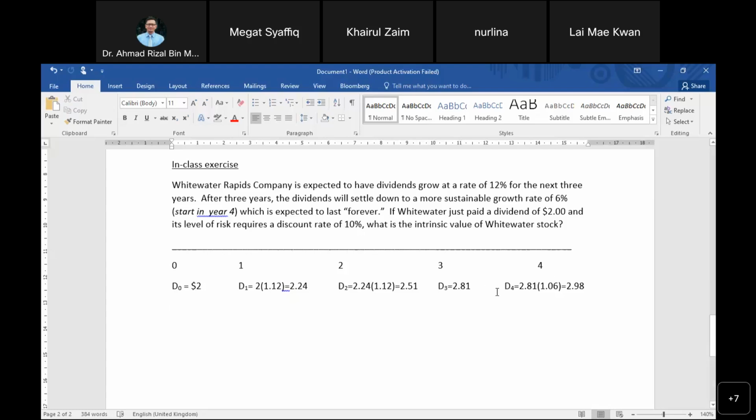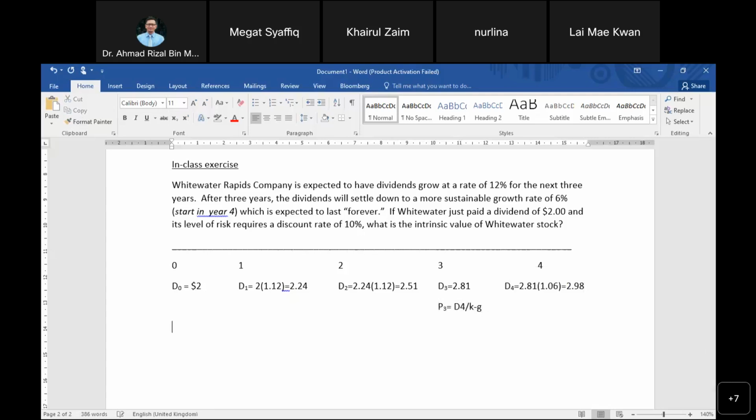Since we know that D4 is the first dividend that will start growing at the constant growth rate forever, this tells us that we can calculate P3, correct? Okay, so in order to calculate P3, we need D4 divided by K minus G. How do we know this?